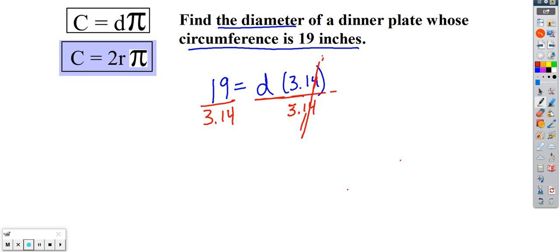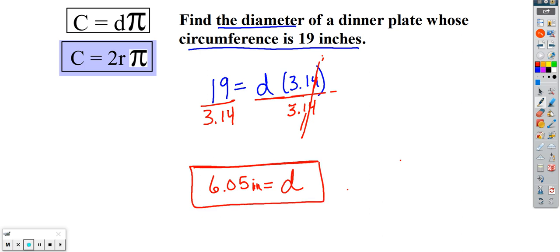That gives me the diameter by itself, 19 divided by 3.14 is 6.05, 6 and 5/100 inches. So the diameter would be 6 and 5/100 inches. How'd you do?